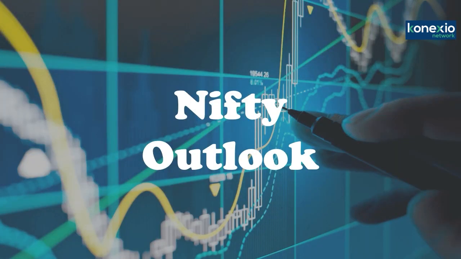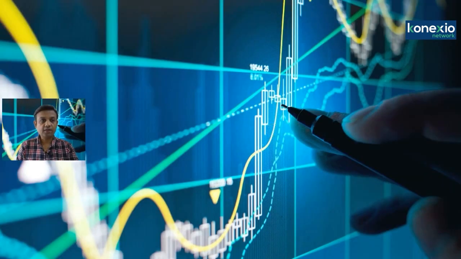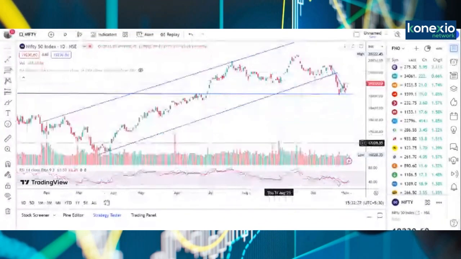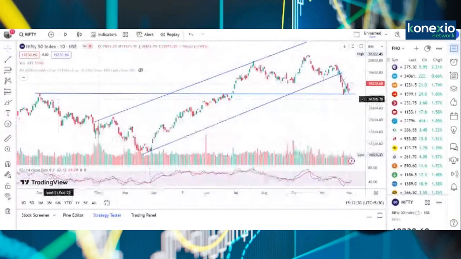So without wasting any time, let us directly go to the Nifty daily charts, and we'll try to figure out what could be the trend for the next week. Now this is the Nifty daily chart. You can clearly see that Nifty has taken a support around this blue horizontal support trend line, which was earlier considered to be a strong resistance. Now it has become a support.